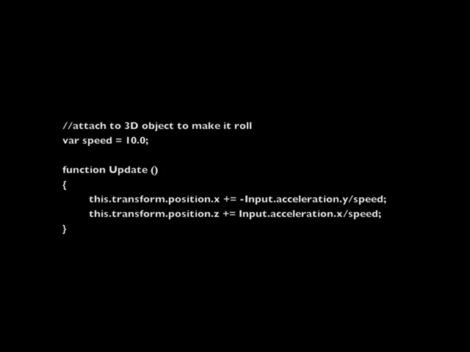And here is some extremely simple code for moving a 3D object around when you rotate your phone. In this example, the Y acceleration is used to change the 3D object's X position, and the X acceleration is used to change the Z position. How the axes all line up will depend on the camera, so you really need to experiment.